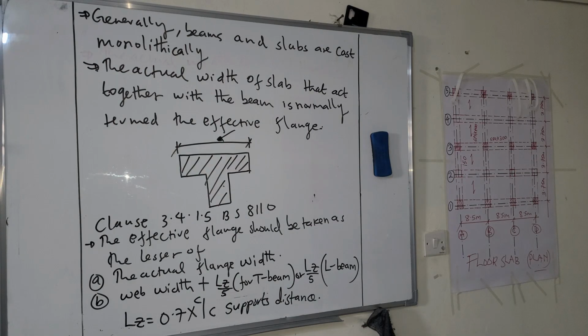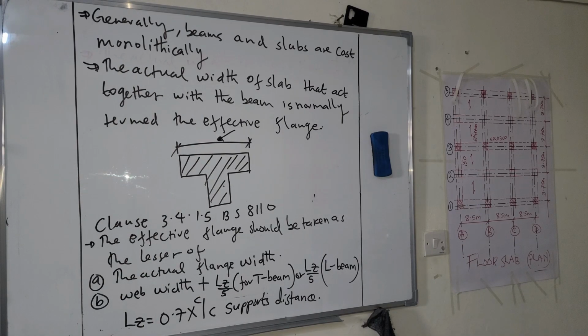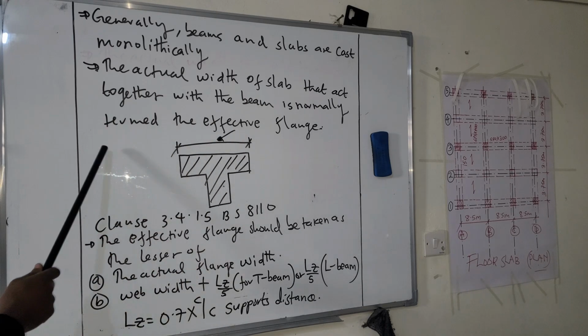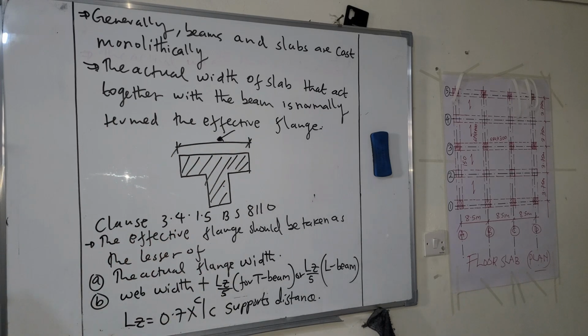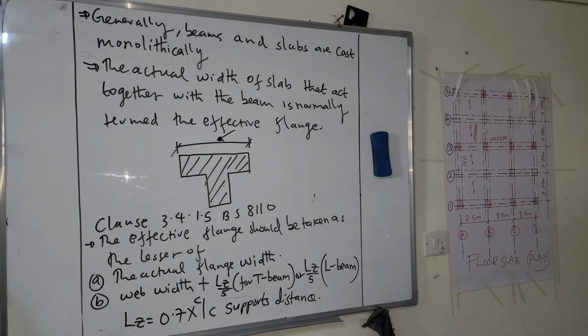So generally, beams and slabs are cast monolithically. Monolithically means they are cast in a uniform pour. So the actual width of slab that acts together with the beam is normally termed the effective flange. So this is the effective flange from here to here.